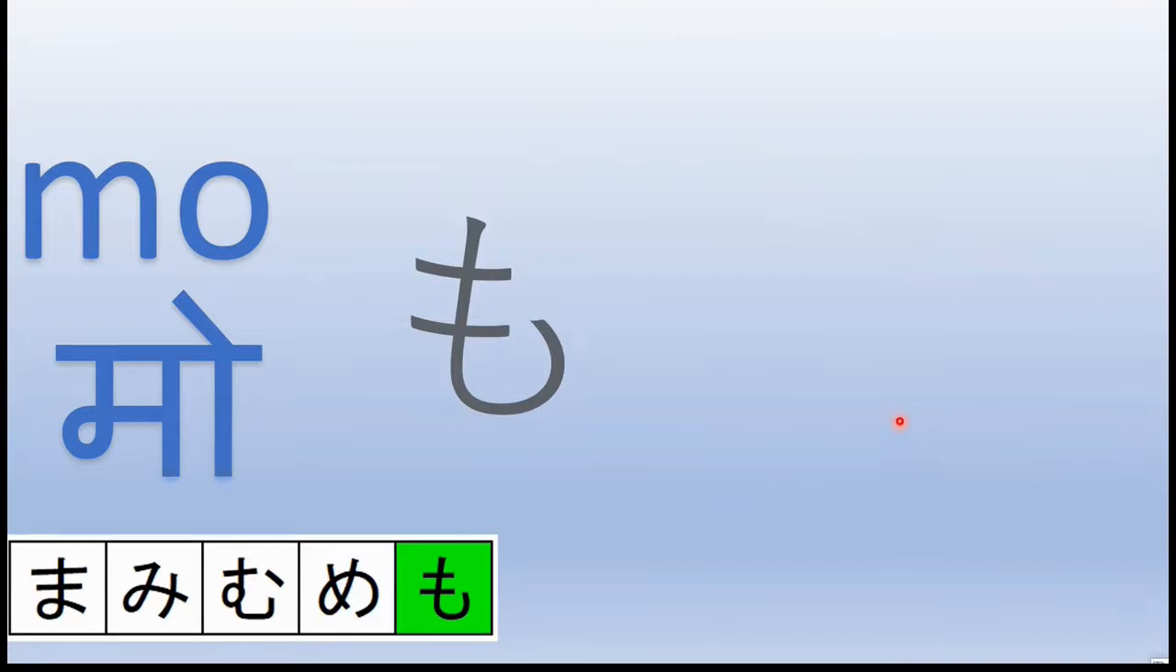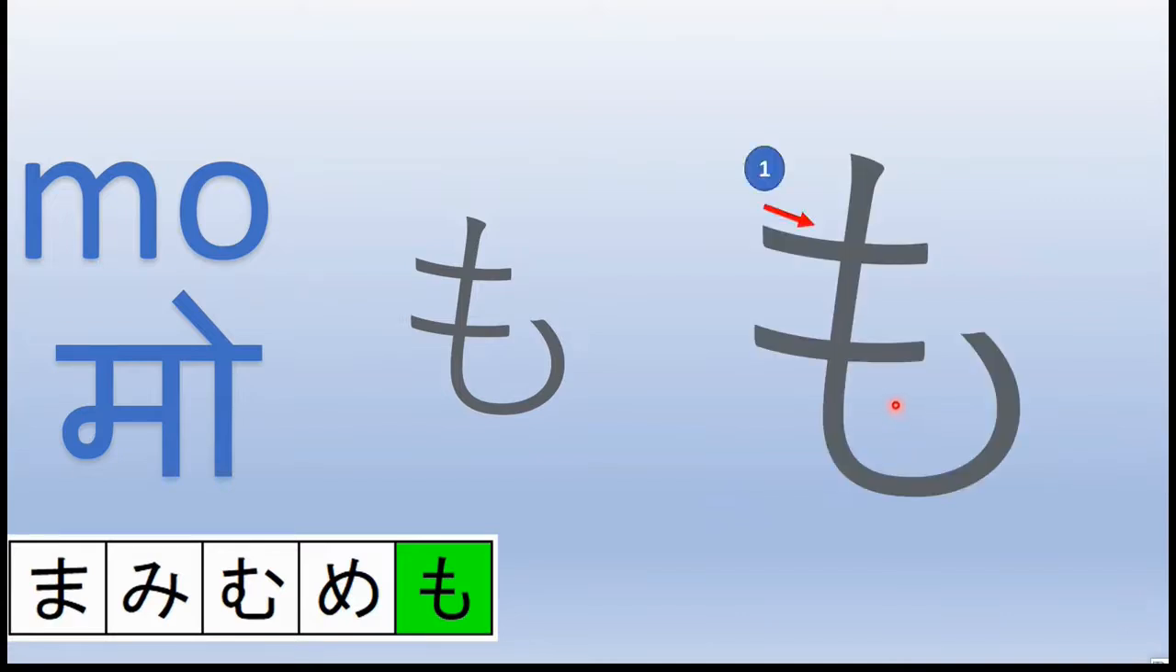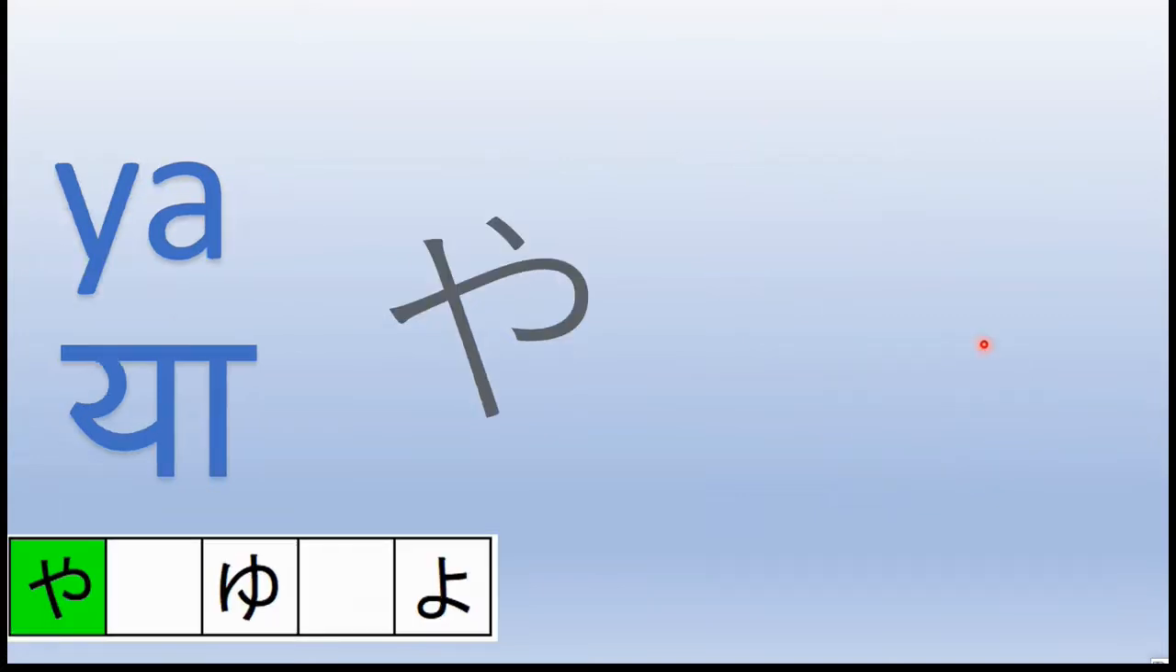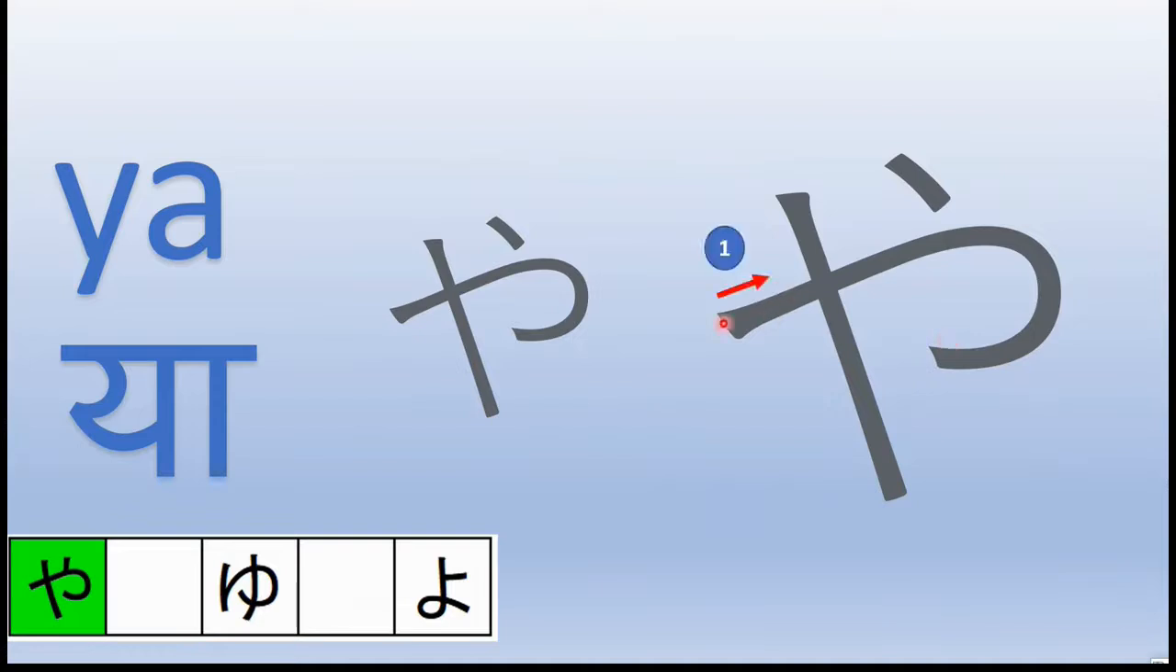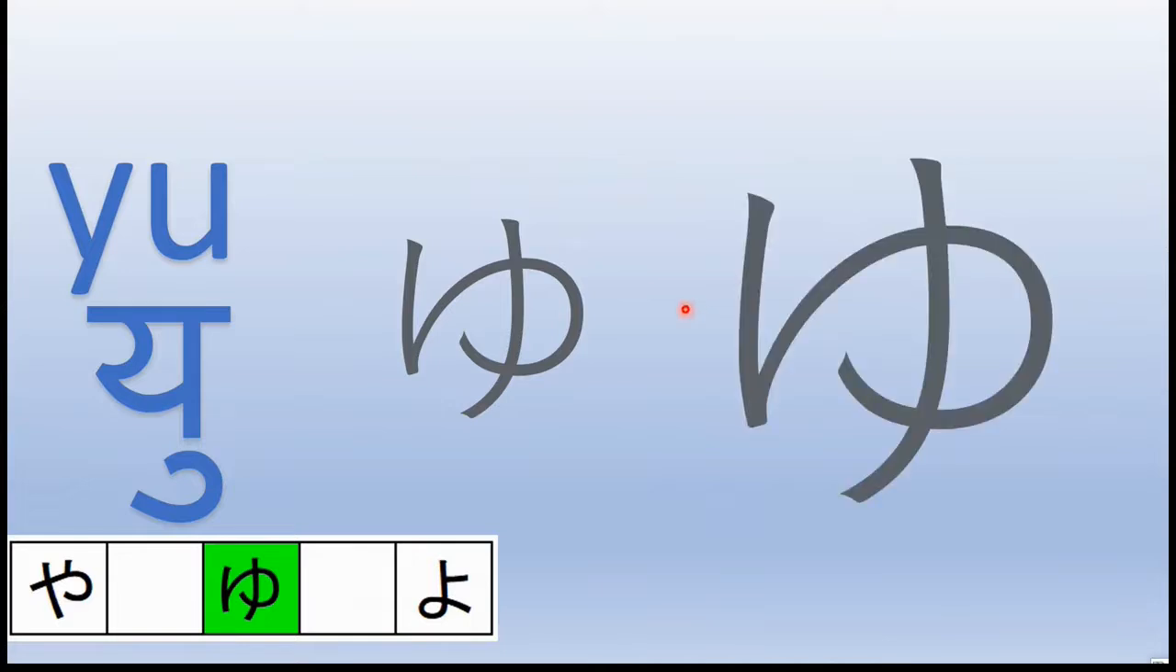Then we have the last one in this line, mo. Mo is written first with these two horizontal lines in two strokes, and the third stroke is the vertical one, and it is rounded like this. So this is mo. The next line is of ya sound. This is ya, yu, and yo. Ya is written like this. First, this portion in the first stroke, the second stroke, which is a vertical slanted line, and the third stroke, which is a horizontal slanted line. So this is ya, yu, and yo.